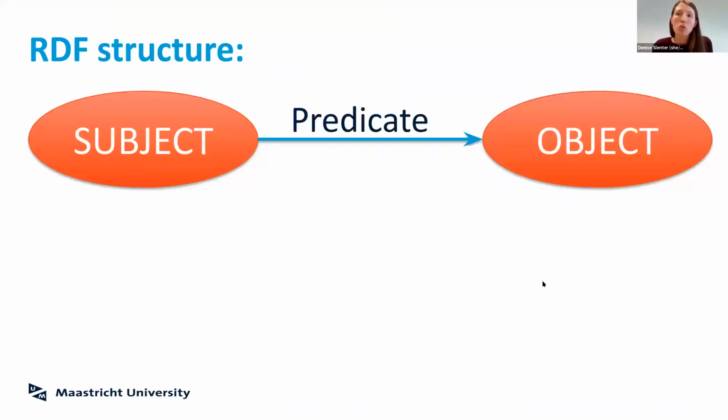So that's the main structure of the RDF data format. It's encoded into a subject. Then there is a predicate that has a certain direction, and the direction points to the object. So this is how RDF data is almost always linked.